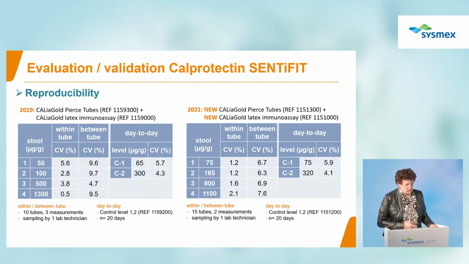With the new test, which is shown at the right side, we also checked at different levels for the within tube variation and the between tube variation. The within tube is even better and the between tube is more or less the same, and the day-to-day variation is also the same. Thus the new tubes and the old tubes are quite comparable.